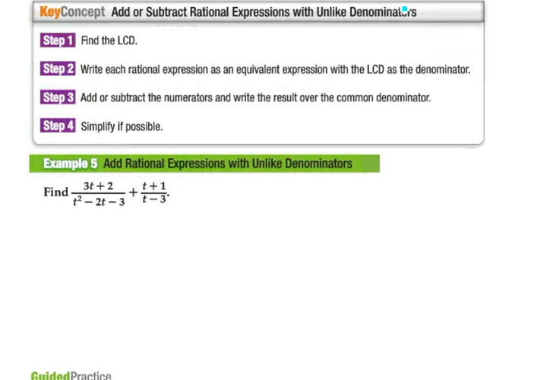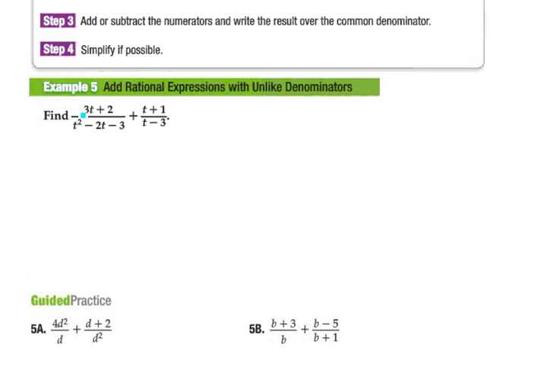So far we've been pretty lucky, but now we have to find that least common denominator. We write each rational expression as an equivalent expression with the least common denominator as that denominator. We add or subtract the numerators, we write it over that common denominator, and then we simplify. So here we go. Looking at this first term, I'm going to rewrite it as 3t plus 2, and then I'm going to go ahead and factor that denominator.